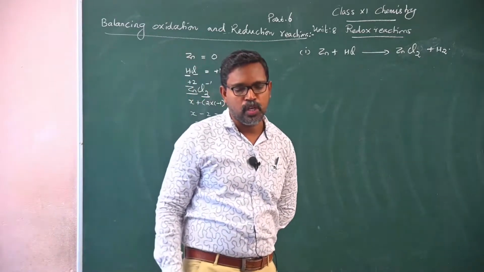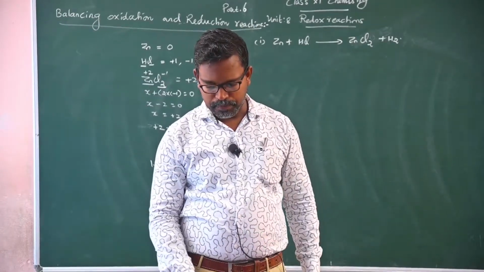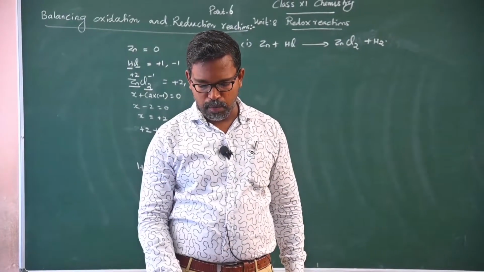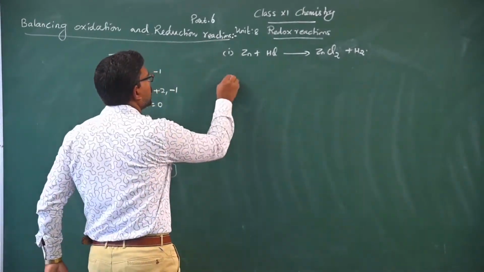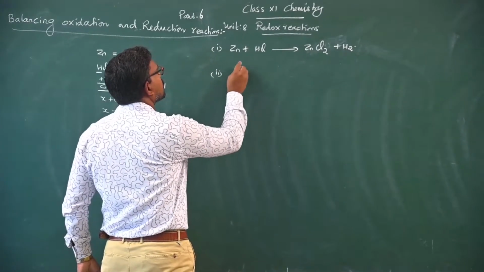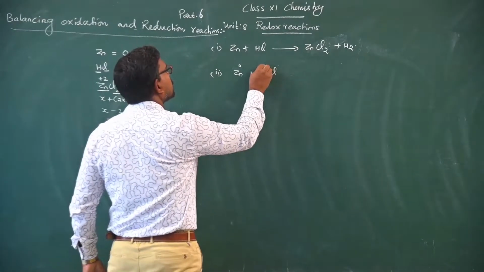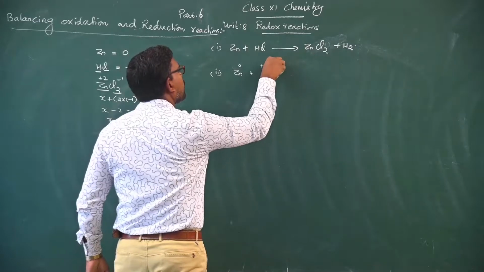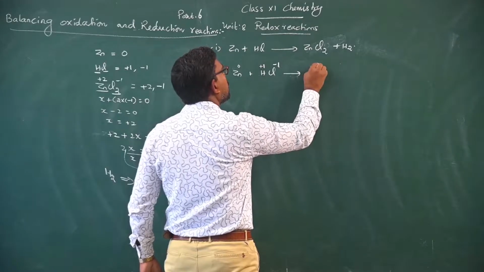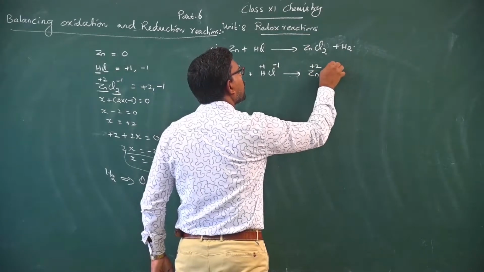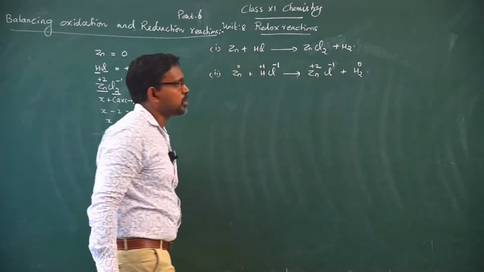So, second stage: indicate the oxidation number of all the atoms in each compound above the symbol of the element. First stage skeletal form, second stage zinc, 0 oxidation state, and hydrochloric acid, hydrogen +1, chlorine -1 oxidation state. Zinc chloride Zn +2, Cl -1, plus hydrogen in the 0 oxidation state.